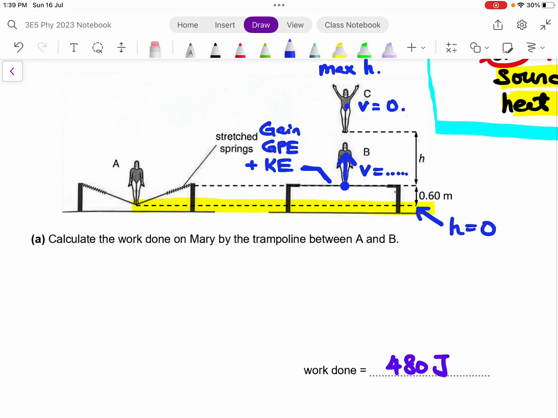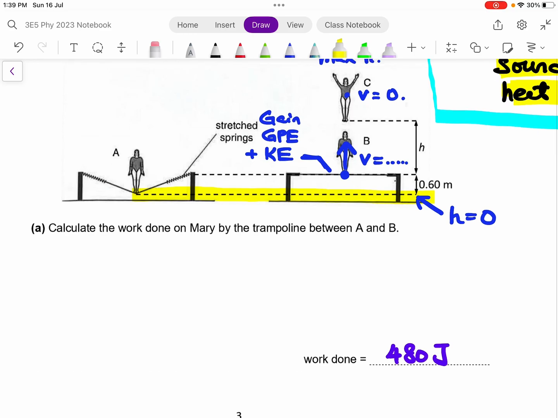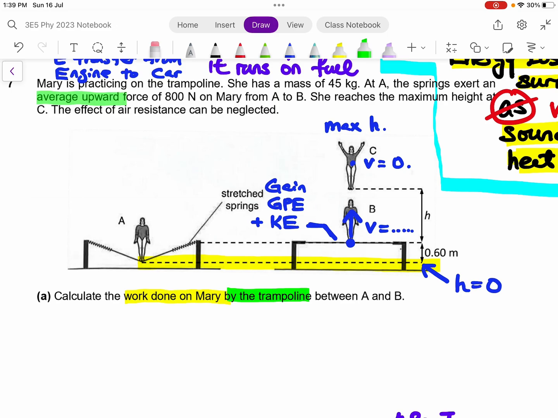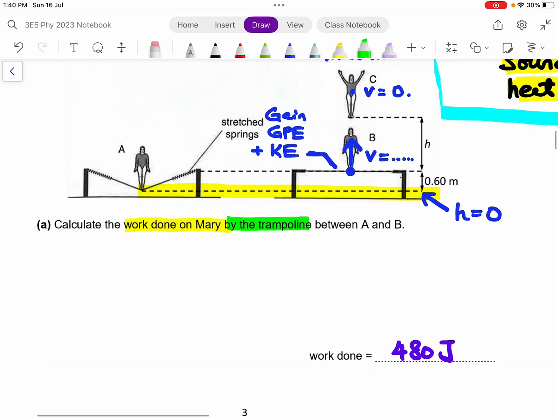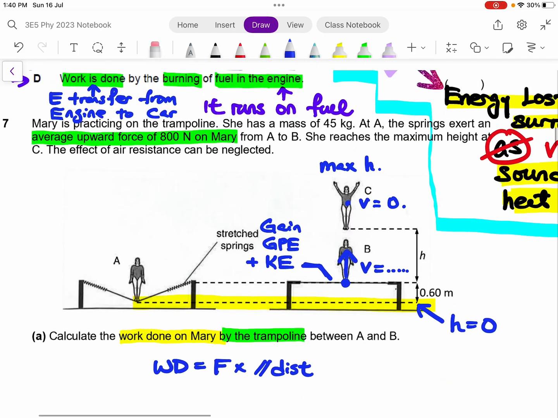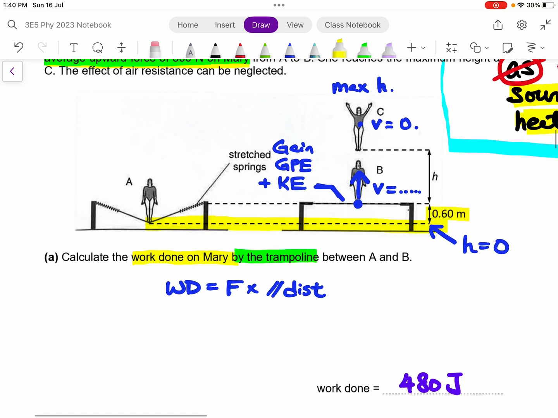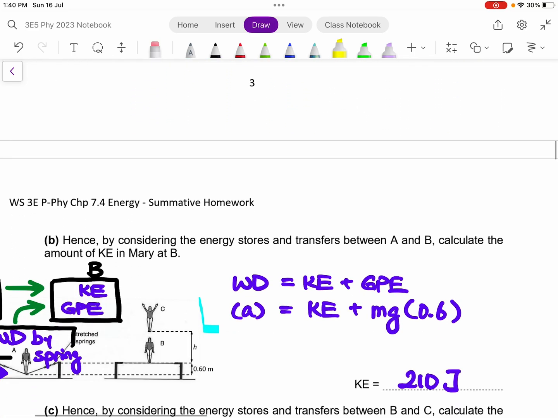Once you have this grand idea of things, you would be able to solve this with no issue. For part A, you are asked to find the work done on Mary by the trampoline. In this question, the force from the trampoline on Mary is given, so you can apply the work done formula directly. You are also given the parallel distance that the spring force acts along, 0.6 meter. So you can multiply them and get the answer.